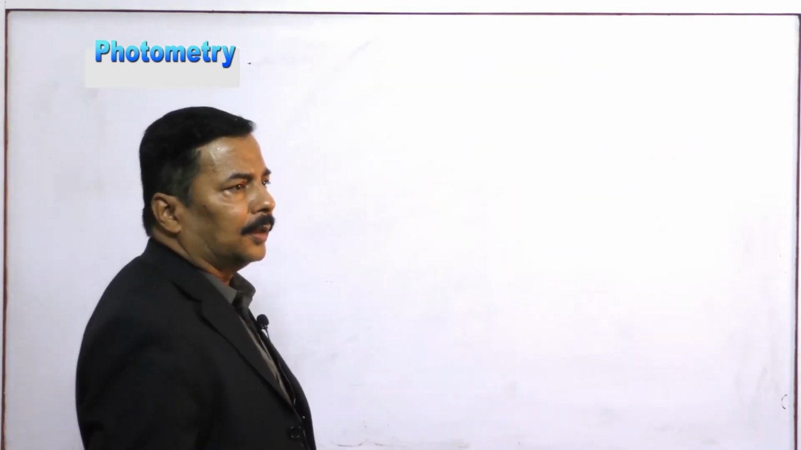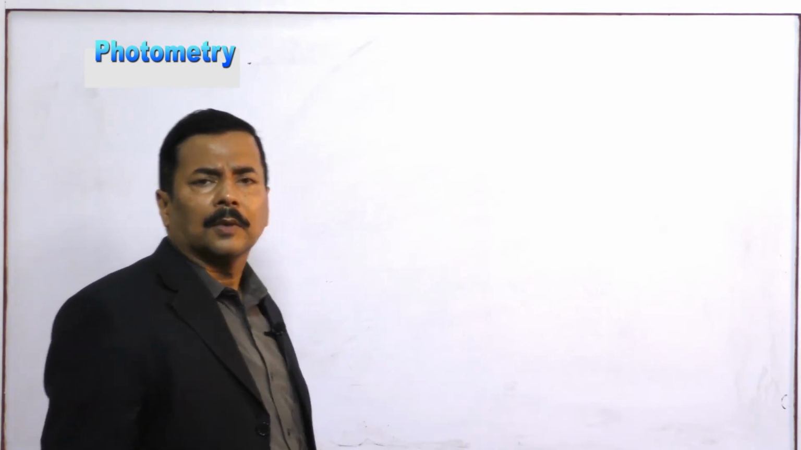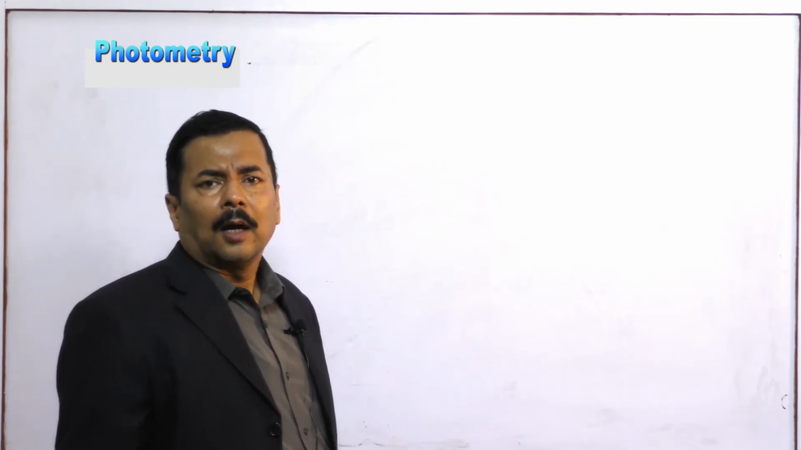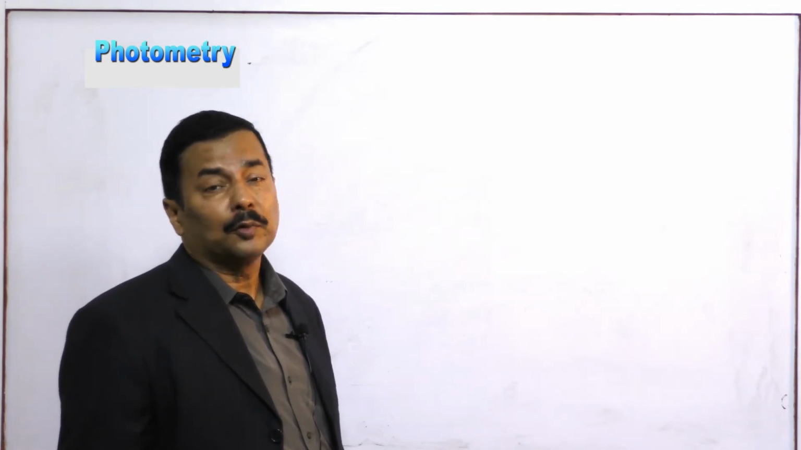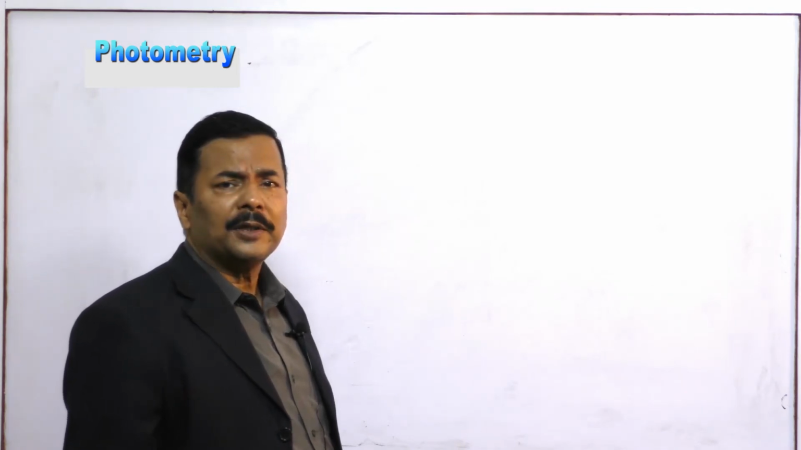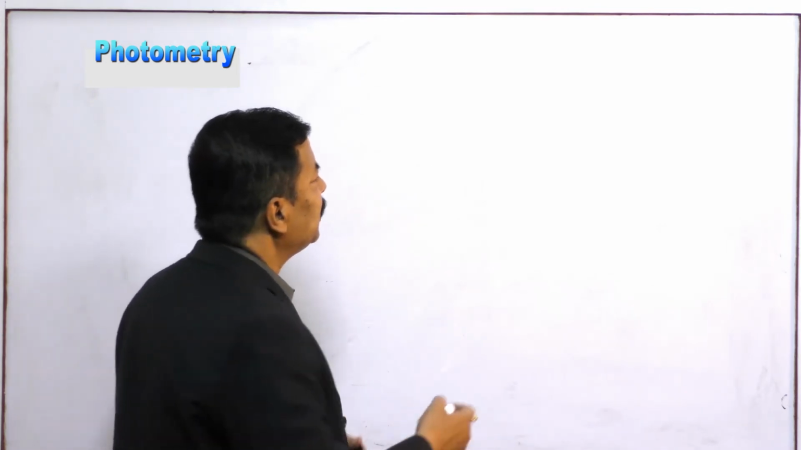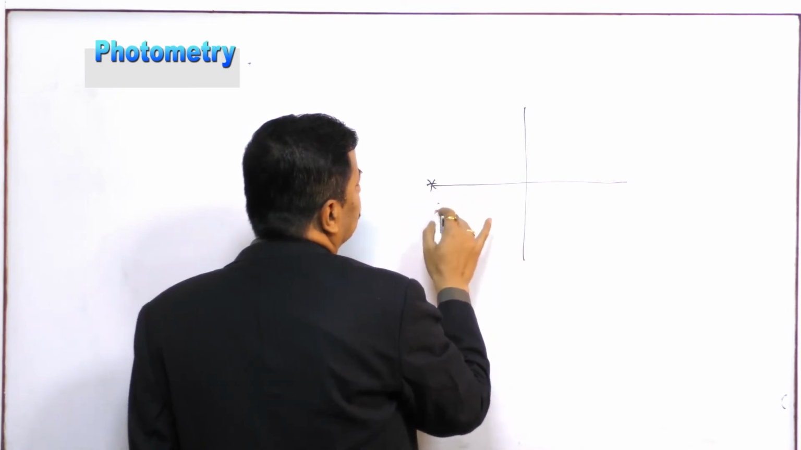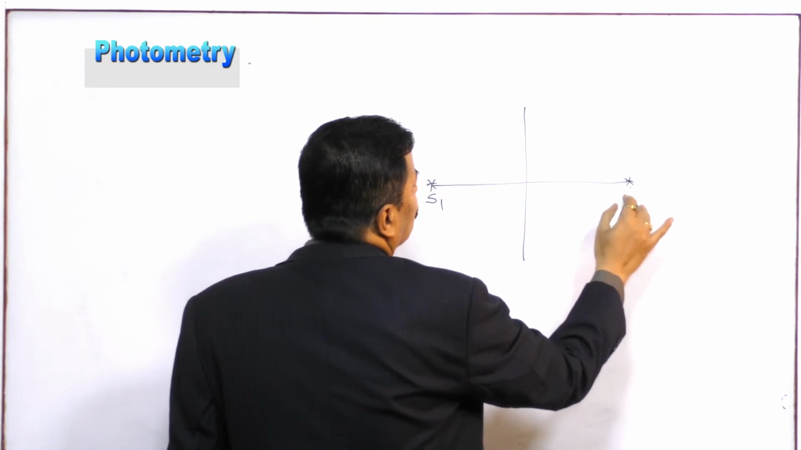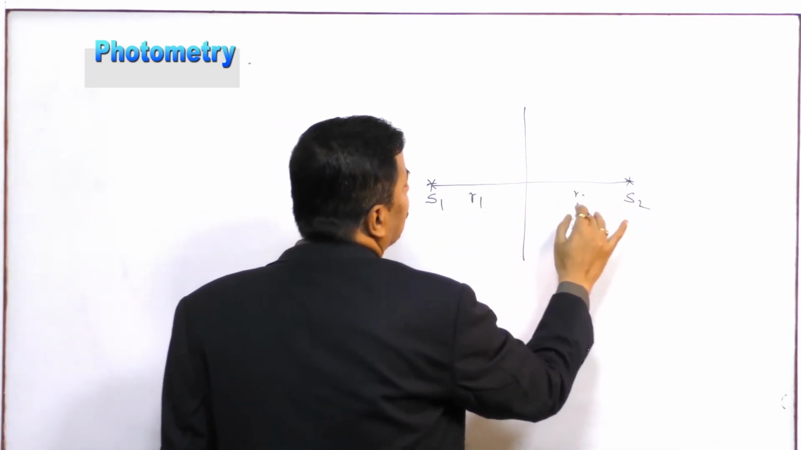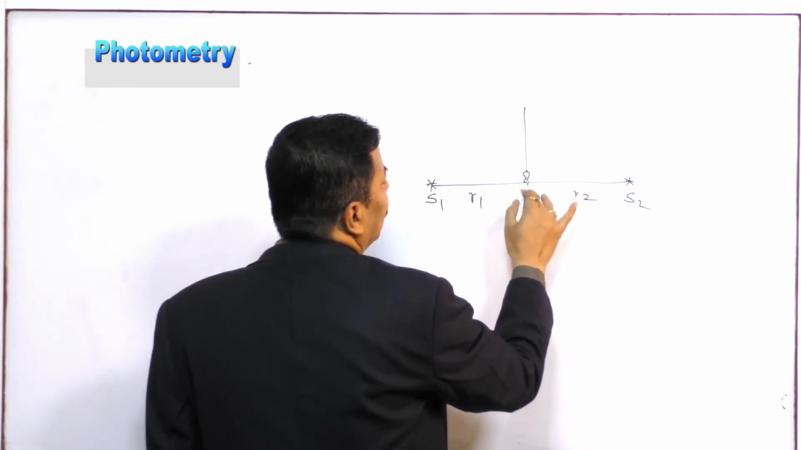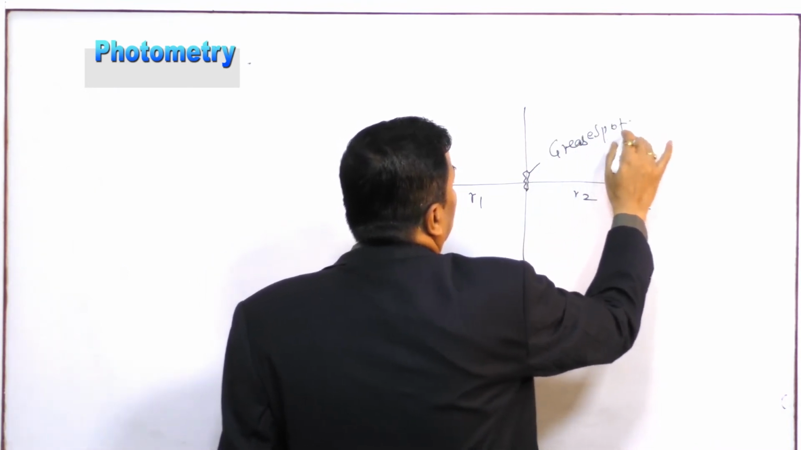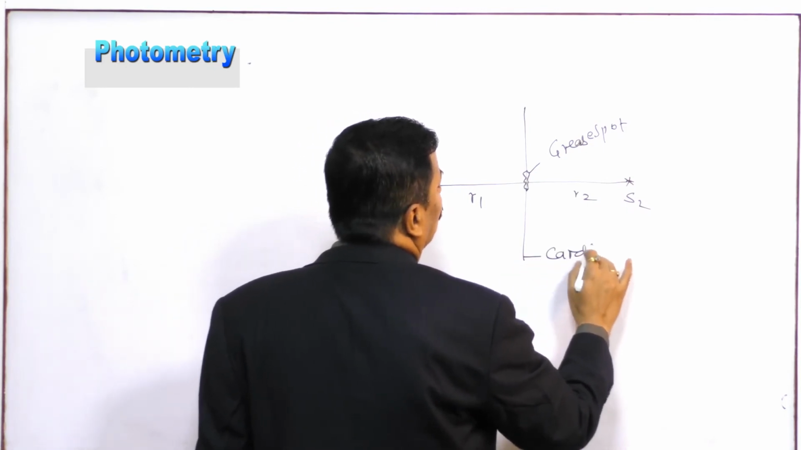After that, now we have to understand the photometer. Photometer is a device which is used to compare the luminous intensity of two sources of light. This photometer is very simple, it is an experimental arrangement in which a screen is there on an optical bench. Here is one source S1, here is another source S2, this distance is R1, this distance is R2. Here generally a Bunsen grease spot is taken. This represents your grease spot. This is your cardboard.